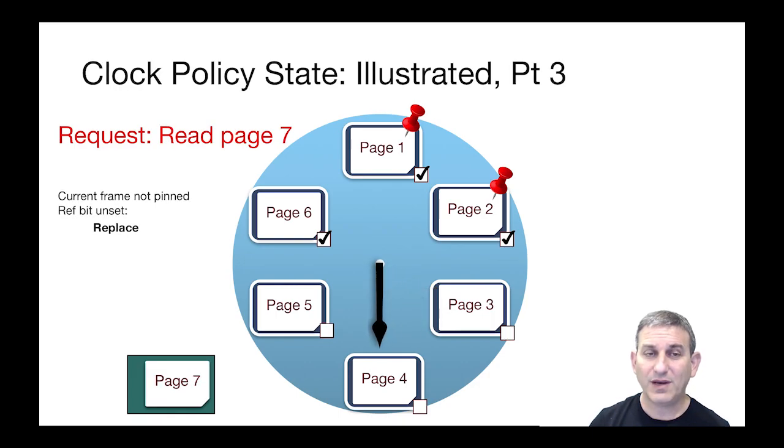Now we get to this frame at the bottom. It's not pinned, and its reference bit is unset. So we will choose this frame as the frame to replace. We'll bring page 7 in here and let page 4 go away.